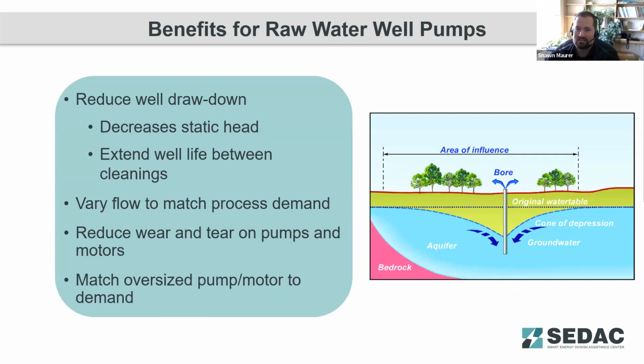Some benefits for VFDs on the raw water side of your systems. If you're drawing from wells and slowing down how much water you're drawing out of that system, you reduce the drawdown rate around your well. As you draw water out of the ground, right around your well the surface level of that groundwater drops down, and that increases the static head on the system. If you can slow down the rate that you're drawing water out, that surface level doesn't drop as much. That provides more assisting head. You can back off the energy needs on your pump a bit more by doing that.